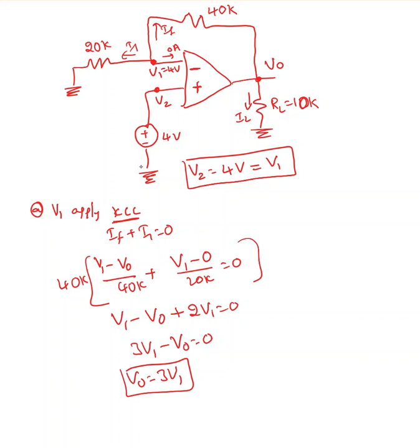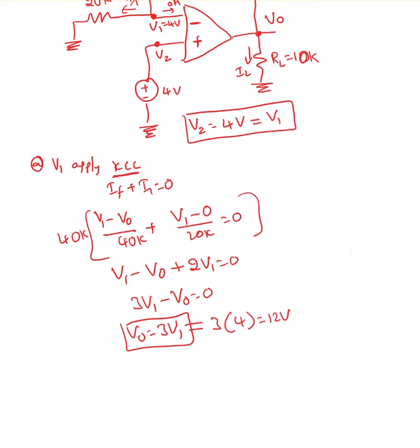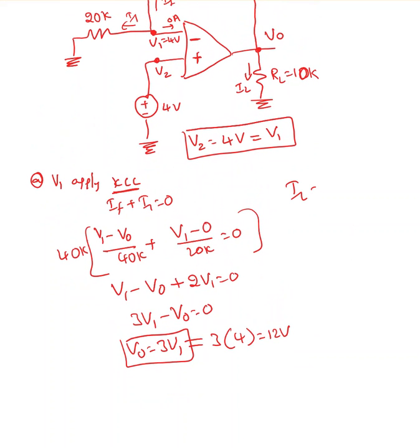Since our input is given to the non-inverting terminal, your output is a positive number. So 3 times 4, V1 equal to 4, that's 12 volts. So what is IL in this case? IL equal to V0 over RL. So 12 over 10k, 1.2 milliampere. That's the load current.